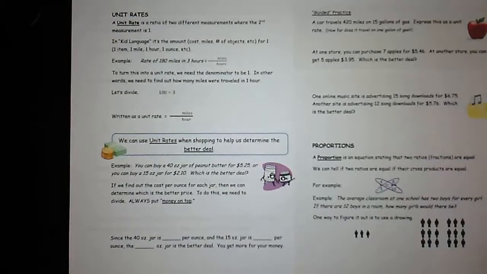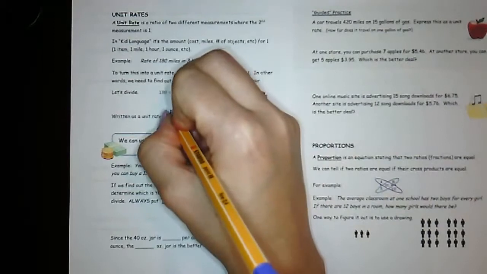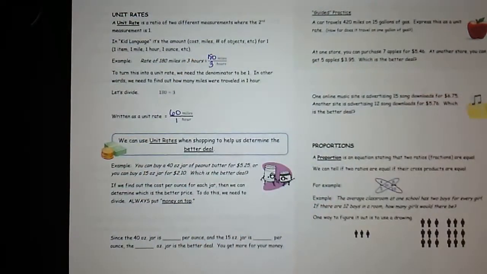All right, now unit rates. A unit rate is a ratio of two different measurements where the second measurement is 1. So I talked about this. It's just doing your miles per hour. It's the amount for one item, mile, hour, whatever. So if we're doing a rate of 180 miles in 3 hours, all you do is 180 over 3. We divide it and we get 60 miles per 1 hour.